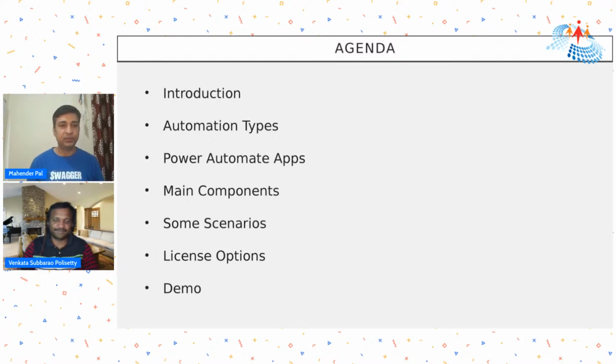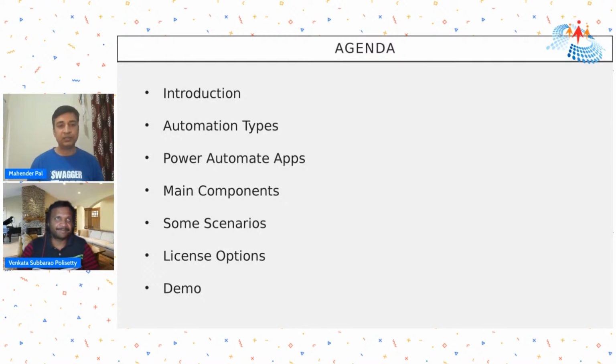So here is the agenda for today. We will start with the basic introduction. We'll see what Power Automate is and where we can utilize it, and then we will see the different types of automation that we can implement using Power Automate. Then we will see what apps are available which we can use to design our Power Automate flows depending on the scenarios. And then we will learn about the main components, the key components that every Power Automate flow requires, what we utilize and how we design our flow.